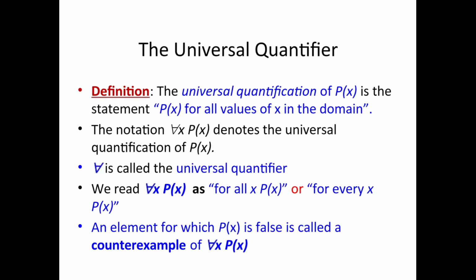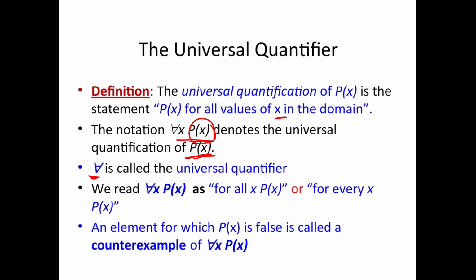So, the definition: the universal quantification of P of x is the statement P of x for all values of x in the domain. The notation for all x of P of x denotes the universal quantification of P of x. So whatever the value of P of x is should be true for it to become a universal quantifier. This is the symbol for the universal quantifier. It is called the universal quantifier.